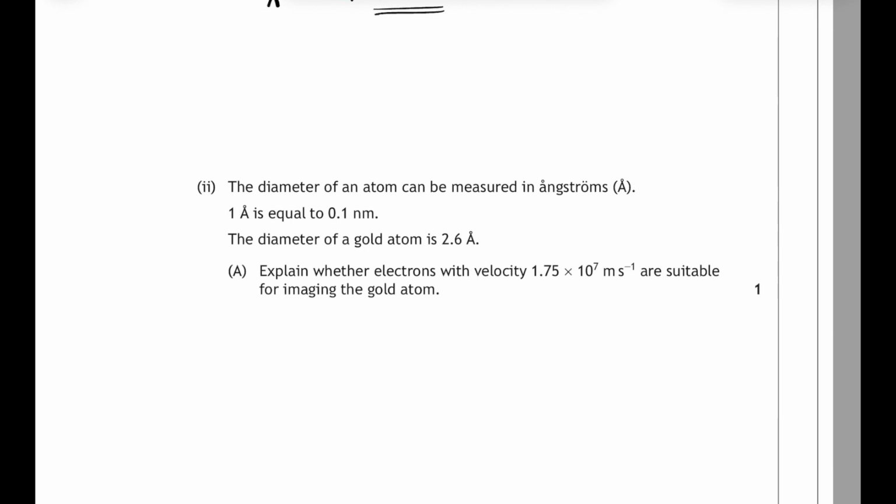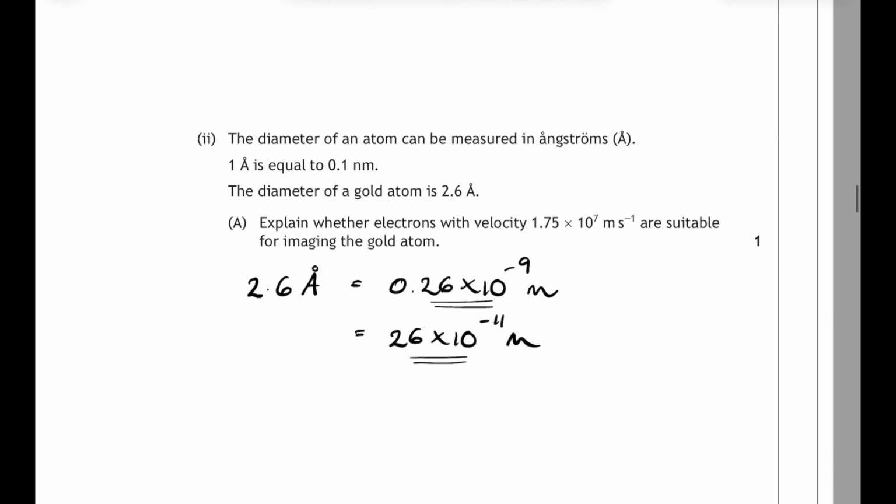In A part 2, the diameter of an atom can be measured in angstroms, and 1 angstrom is equal to 0.1 nanometers, and the diameter of a gold atom is 2.6 angstroms. And we have to explain whether electrons with a velocity of 1.75 times 10 to the 7 meters per second are suitable for imaging the gold atom. So first things first, we better change 2.6 angstroms into nanometers. So it'll be 0.26 nanometers. That's 26 times 10 to the minus 11 meters.